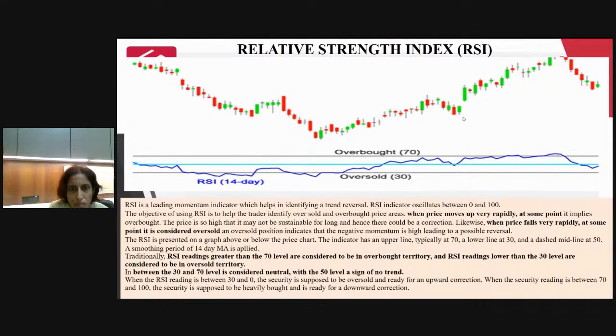The RSI oscillates between 0 and 100. The objective of using RSI is to help the trader identify the trend and to identify the oversold and overbought price areas. So when the prices move up very rapidly, as we can see in this case, at some point it implies that that particular stock or asset is overbought.